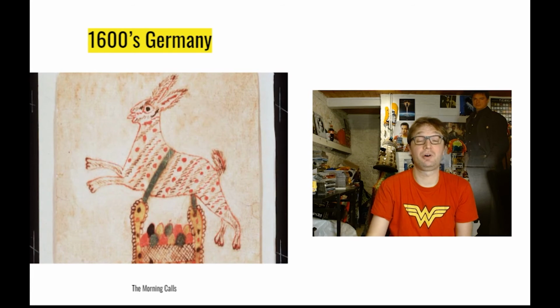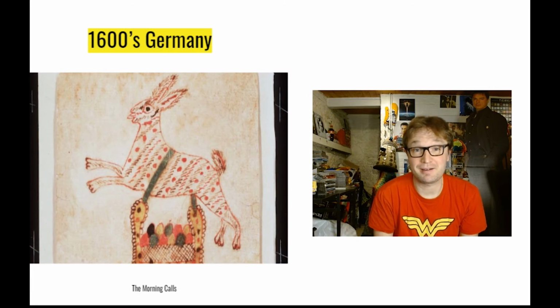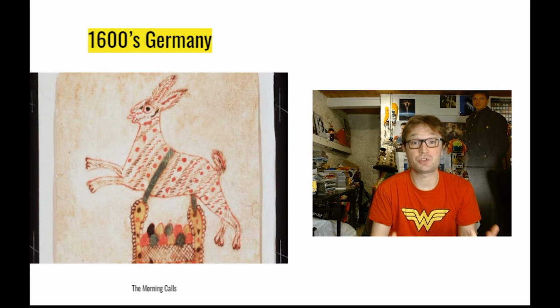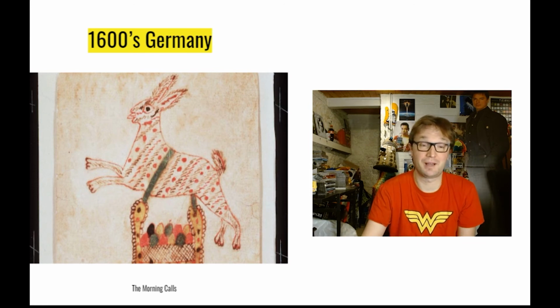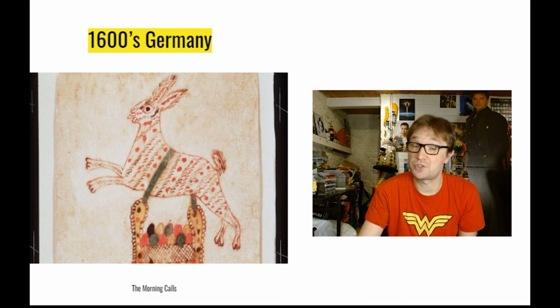German immigrants on their way to the United States of America in the 1600s also took with them the idea of the Easter bunny or the Easter rabbit. And this wonderful image here from Pennsylvania shows the Easter rabbit, or Oschter Haws as he became known. I've realised I'm now correcting myself in my own videos, but of course Oschter Haws was actually a hare, not a rabbit. I apologise for that factual mistake.